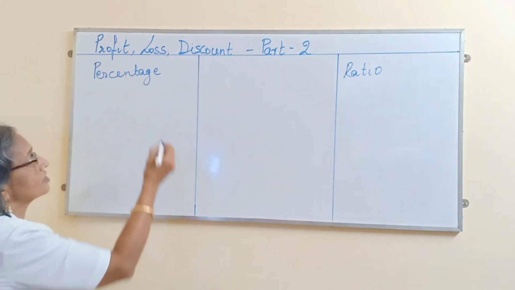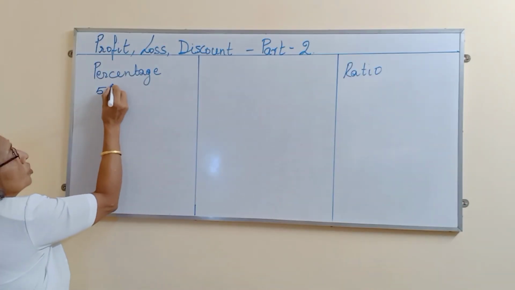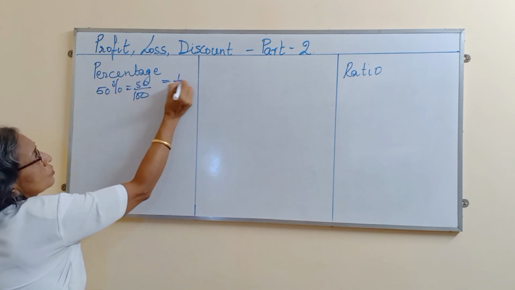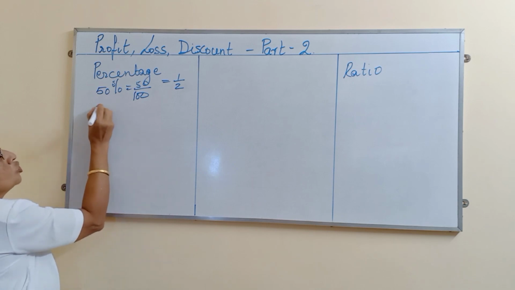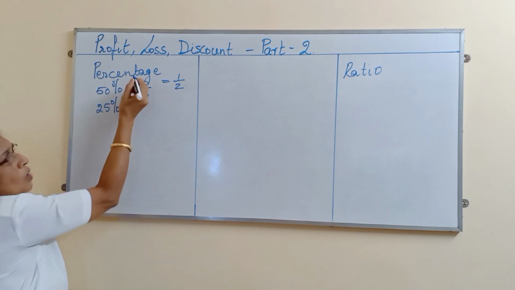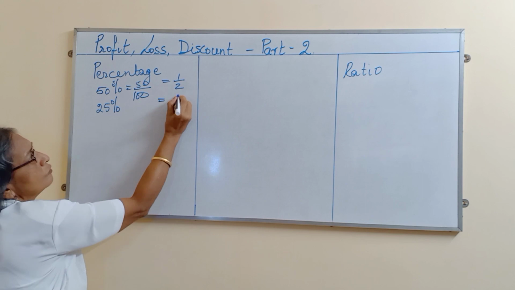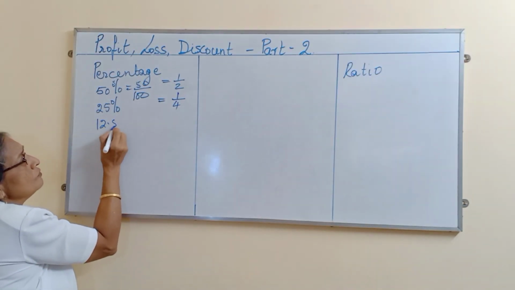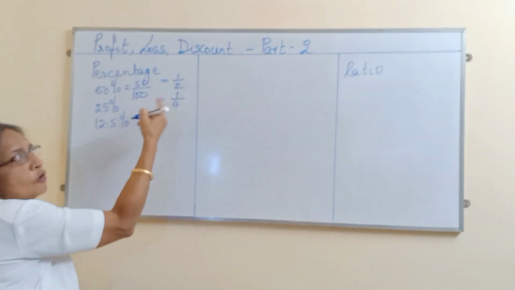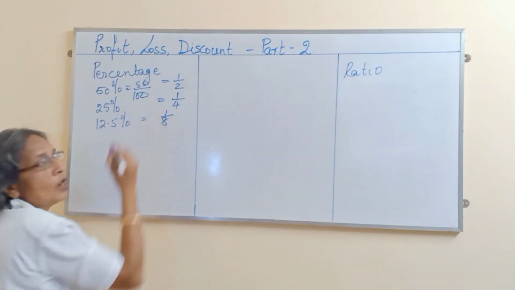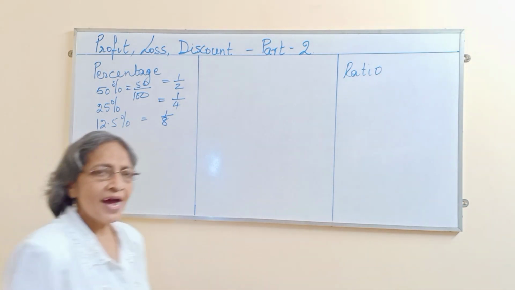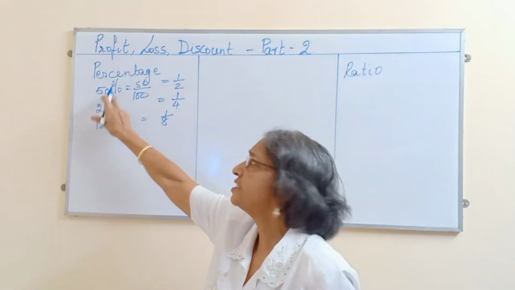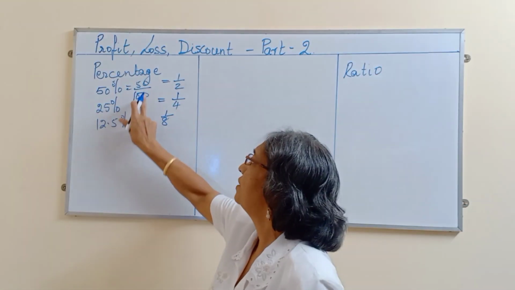You all know that 50% is nothing but 50 upon 100, which is equal to 1 upon 2. So 25%, work it out the same way, is going to be half of this, which is 1 upon 4. So 12.5% is going to be half of this. So this will be 1 upon 8. What we have done is for percentages, that is when you are converting a percentage to a ratio, we divide by 100.